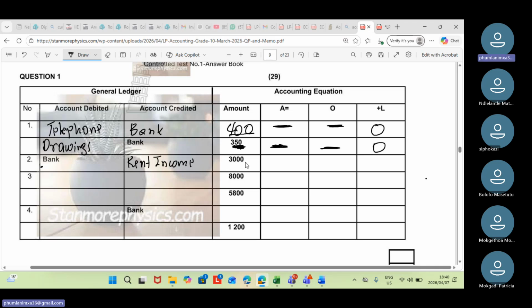How much is the rent that we're getting from B Maruba? 3,000. What will happen to our assets on the accounting equation? They will increase. Why? Because we're getting money. Money is deposited into our bank account by B Maruba. Accounting equation, rent income: whenever we have income, it has a positive impact on owner's equity and zero impact on liabilities.